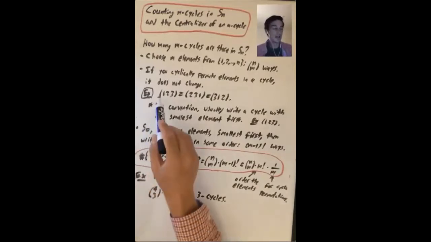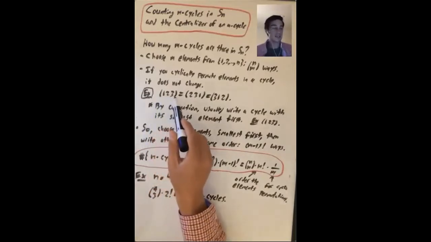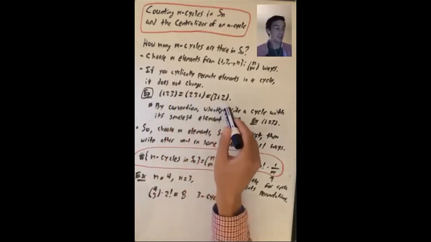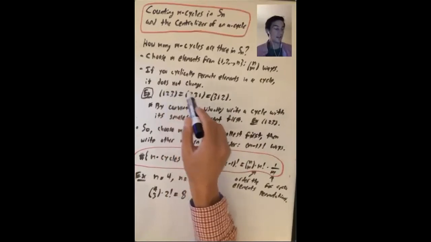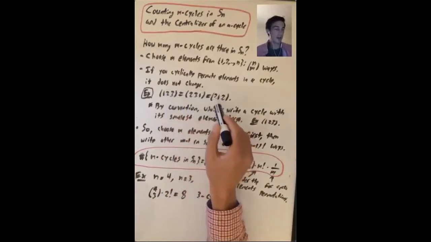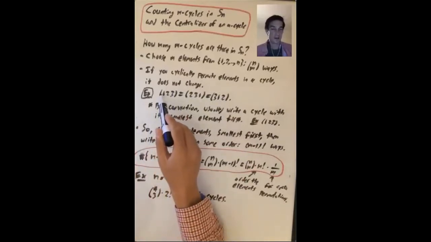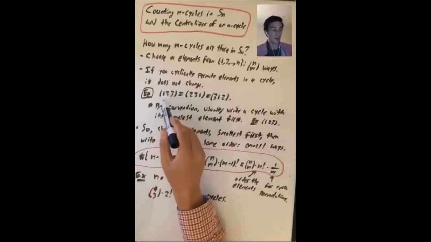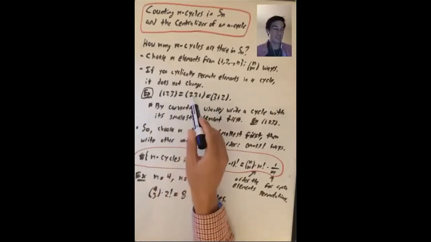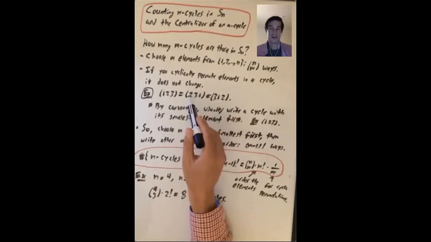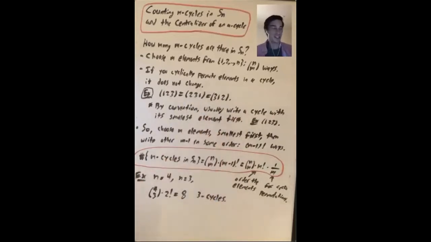So what does that mean? Like the cycle 1, 2, 3 is the same as the cycle 2, 3, 1, which is the same as the cycle 3, 1, 2. What are we doing? We're cyclically permuting around the three elements of this cycle. Why are these the same? Because this is saying 1 goes to 2, 2 goes to 3, and then 3 goes back to 1. But this one is saying 2 goes to 3, 3 goes to 1, and 1 goes back to 2. But that's the same three instructions, just written in a different order.